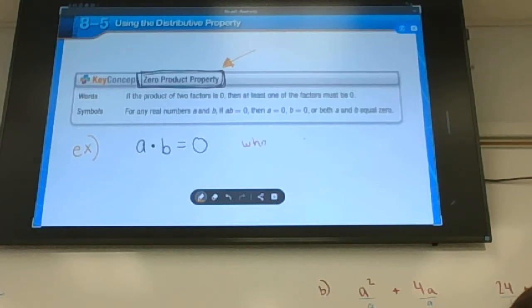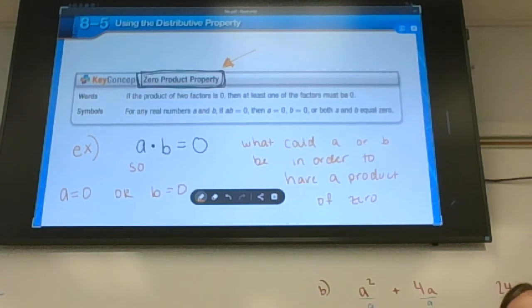And I want you to think about what A or B could be in order to have a product of 0. A or B must be 0. So I could say that A equals 0 or B equals 0. We don't know. These are facts. If it's a product, then one or the other of the factors has to be 0. And in fact, both of them could be 0.